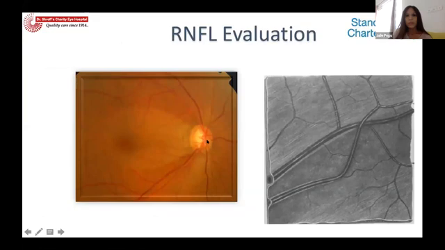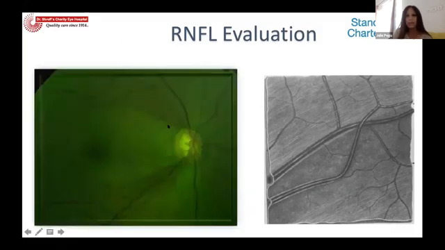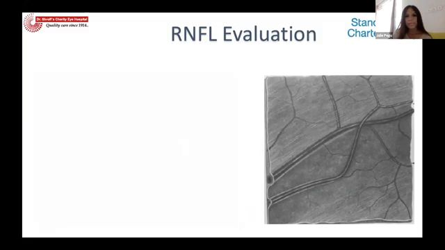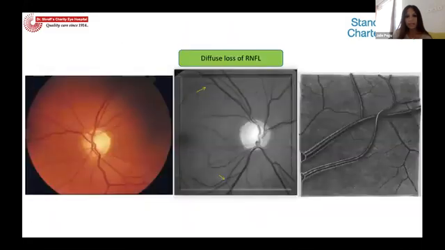Whenever you see any area of neuroretinal rim thinning, you also see the corresponding RNFL defect. So in this case, because there is bipolar thinning of the neuroretinal rim, you see that there is a beautiful wedge defect that has formed, and any defect is seen as a dark area. You can also appreciate that in the red free light and in the black and white pictures.